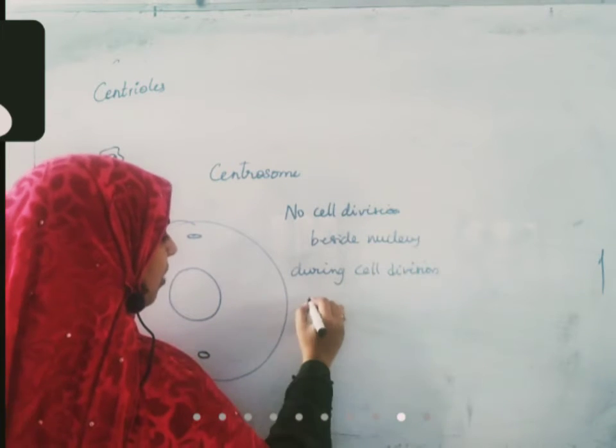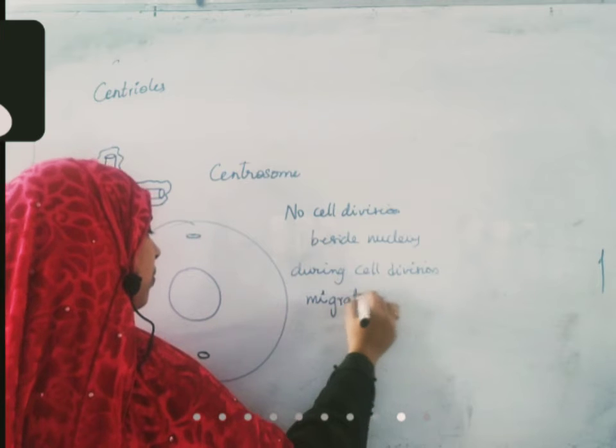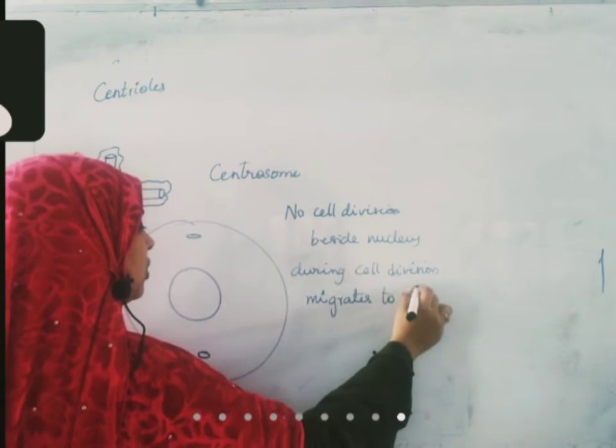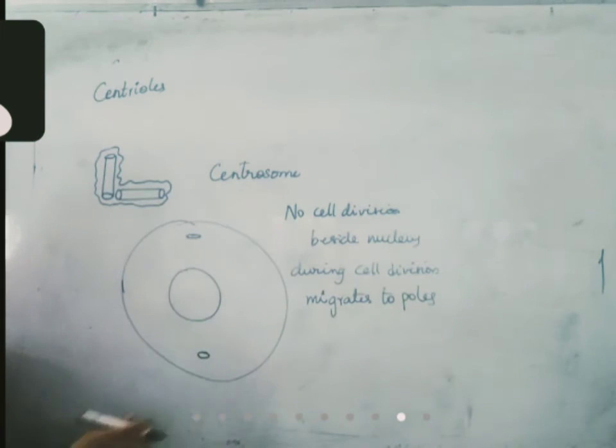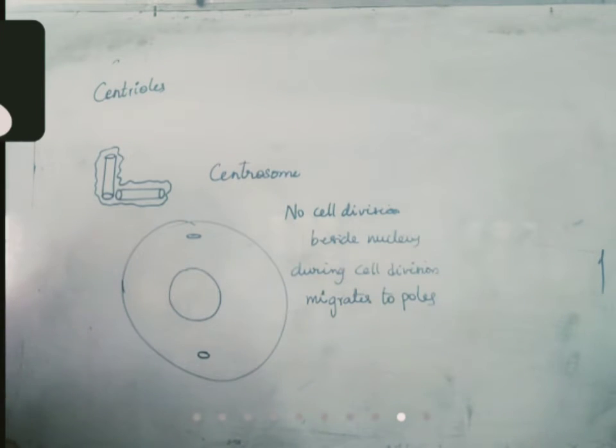it migrates to the poles, polar regions. This and this are polar regions. It migrates to poles. Okay. When we complete the cell division discussion, you'll be very clear about these things. Okay. Now let us see the structure of the centriole.